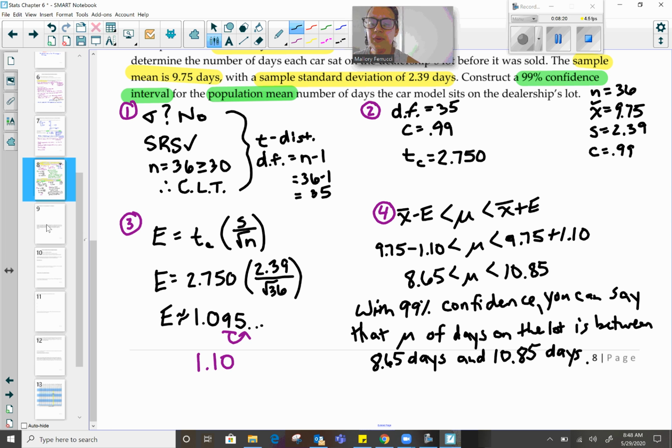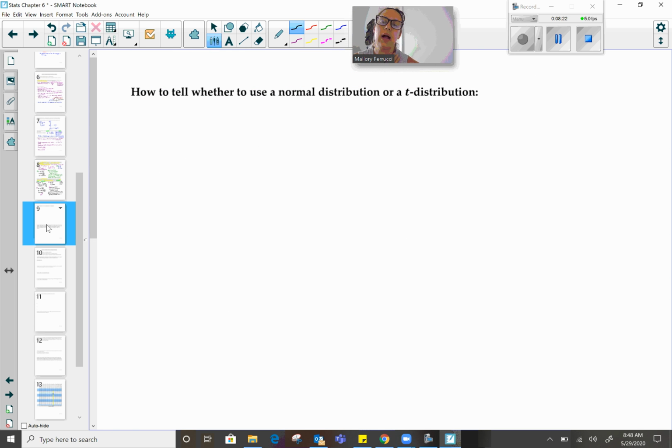Okay. So now on the next page, this is what we're going to use to tell whether we're going to use a normal distribution or a t-distribution.